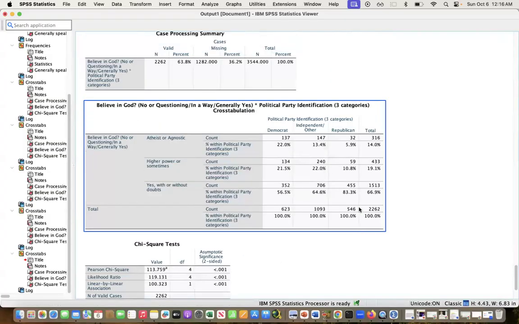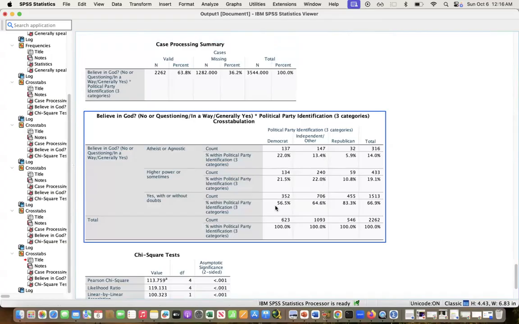So it is significant. Is it substantive, and what is it? If we look at just people who definitely believe or believe with doubts, we can see going from Democrat to independent increases by, I don't know, like 8%. And then from independent to Republican goes up almost another 20, or from here to here is not quite 30. Similarly, we can see these are going down. These two are pretty similar, but then it drops.